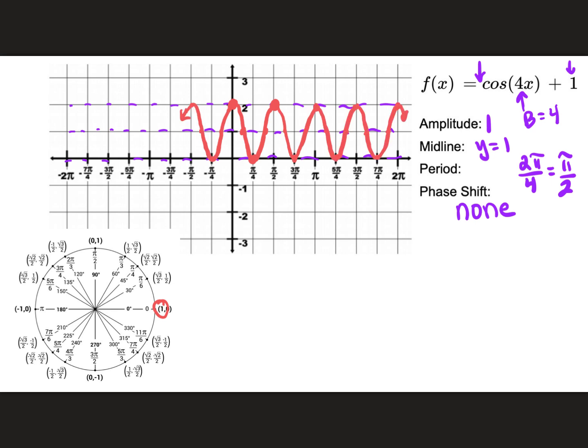There's the cosine function for 4x, where b is 4. Again, you take 2 pi divided by the number. So since the number is larger than 1, it's going to cause a horizontal compression. It's going to make the period smaller.